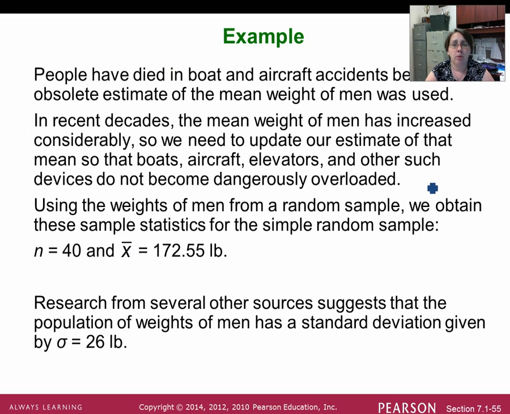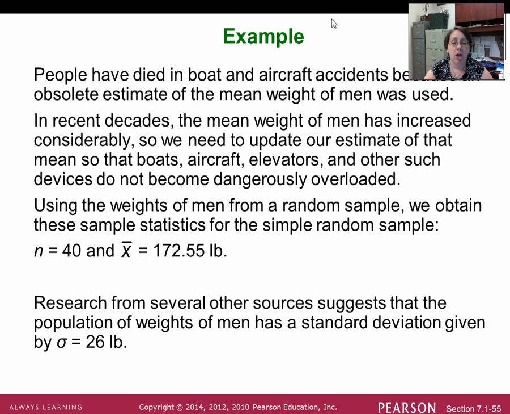People have died in boat and aircraft accidents because an obsolete estimate of the mean weight of men was used. In recent decades, the mean weight of men has increased considerably. So we need to update our estimate of that mean so that boats, aircraft, elevators, and other such devices do not become dangerously overloaded. Using the weights of men from a random sample, we obtain these sample statistics for the simple random sample: n equals 40 and x bar equals 172.55. So we're going to use the sample data to try and estimate what all men's average weights are.